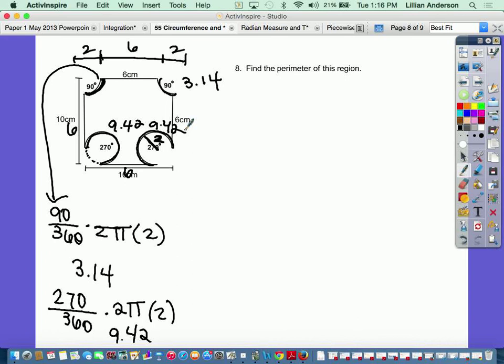So to find the perimeter of your region, what do you need to do? Add them all up. Add up every single measure. So you'll add 6 to 3.14 to 6 to 3.14 to 6 to 9.42 to 6 to 9.42. You're going to add up all of those values and you'll get your perimeter.